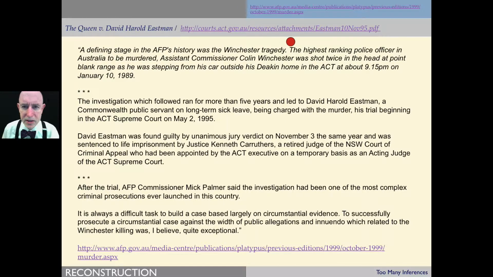And in that case, the highest ranking police officer in Australia to be murdered, Assistant Commissioner Colin Winchester, was shot twice in the head at point-blank range as he was stepping from his car outside his Deakin home in the ACT at about 9:15 p.m. on January 10, 1989.